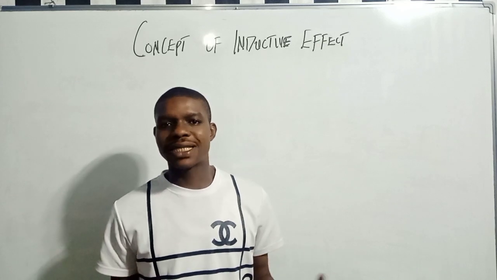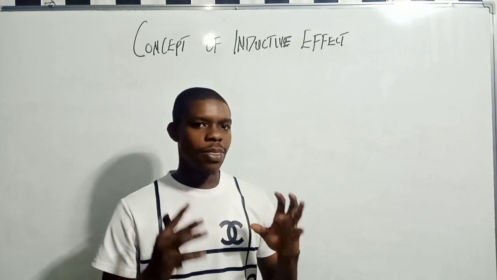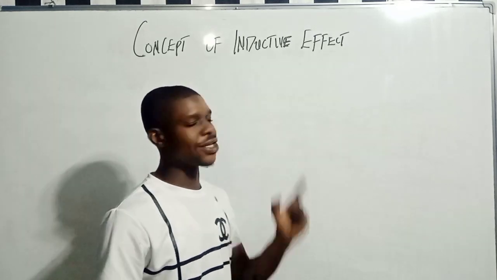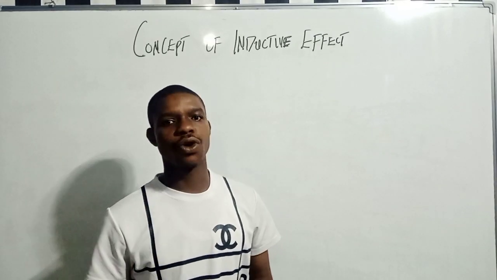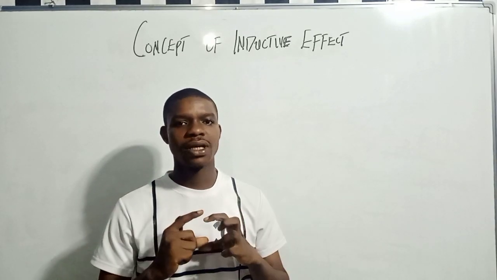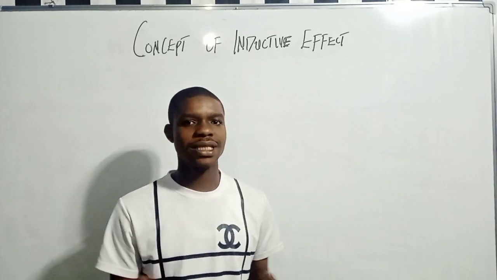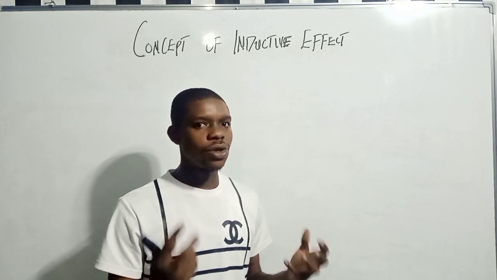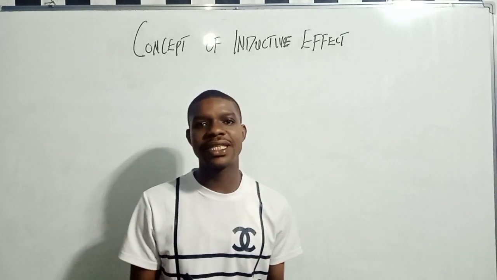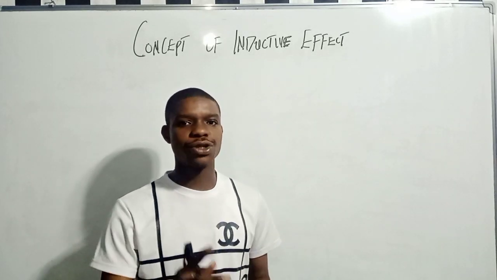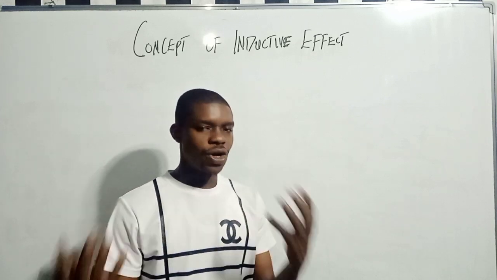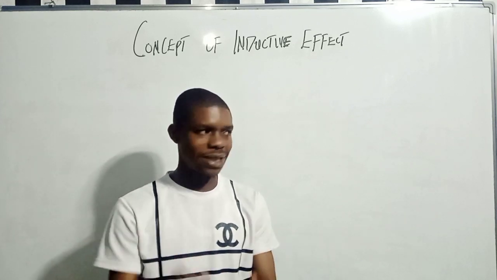So for you to understand these two definitions, you need to understand two key things. First, you need to understand what is called electronegativity, and to understand what is called polarization. If you can understand these two concepts in organic chemistry, then you should understand what is called inductive effect. So in chemistry, electronegativity is the ability of an atom to pull electrons to itself in a covalent bond. Now let me explain that for you to understand.